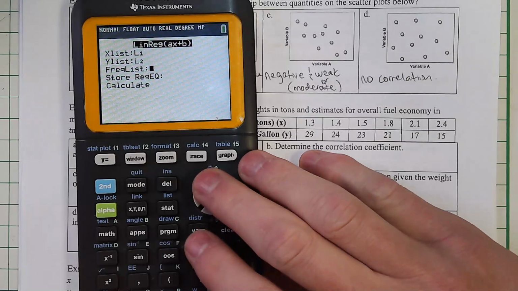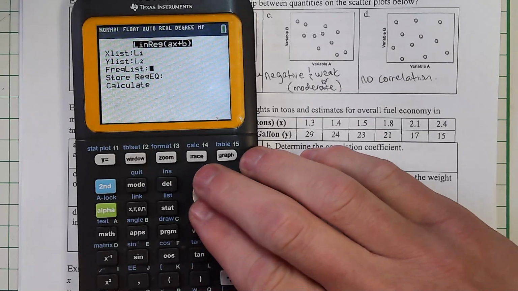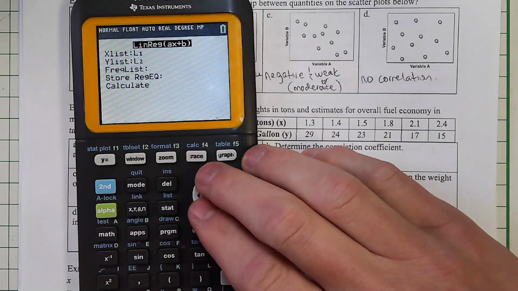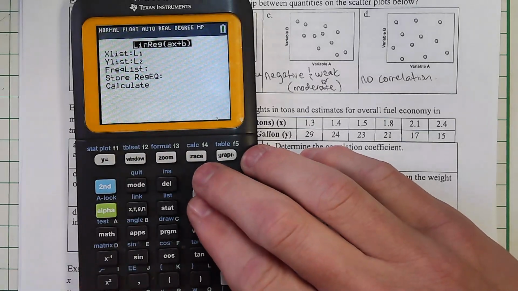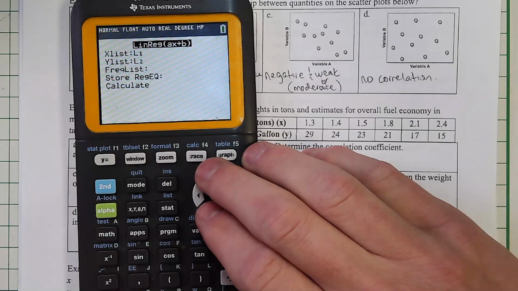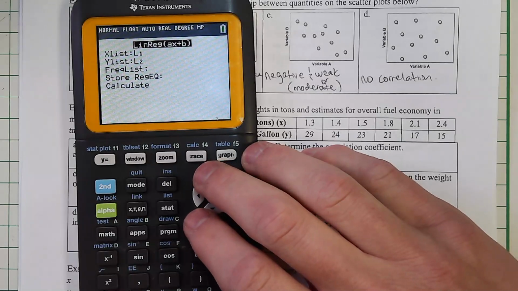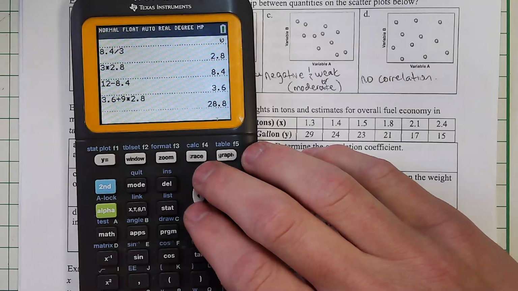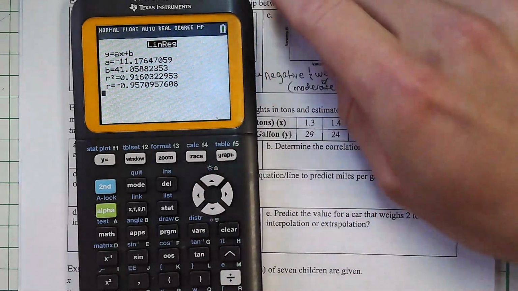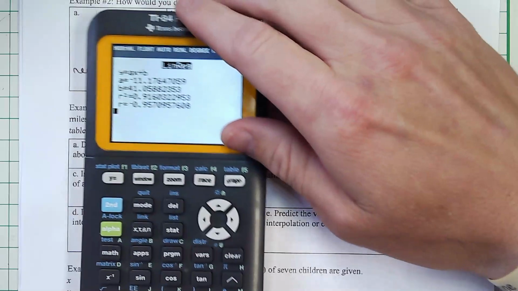These two I'm going to leave blank. Frequency list tells how frequently something happens. They all happen once. You don't need to worry about that. Stored regression equation. We're not really looking at the graphs here. We're just making the equation, okay? And then we'll press calculate. This is spitting out the answer for you, okay?